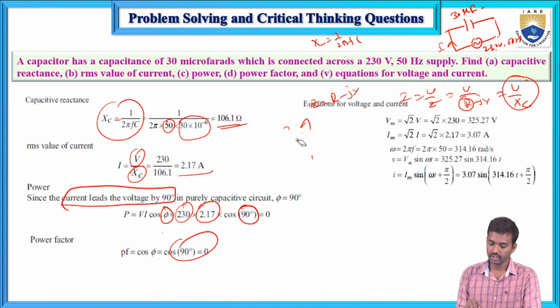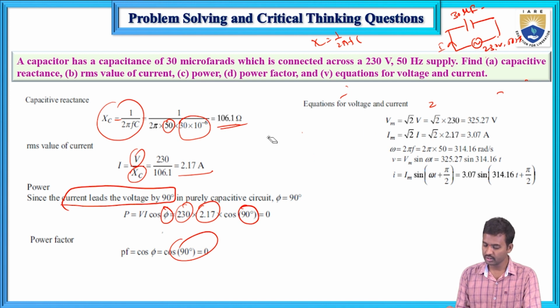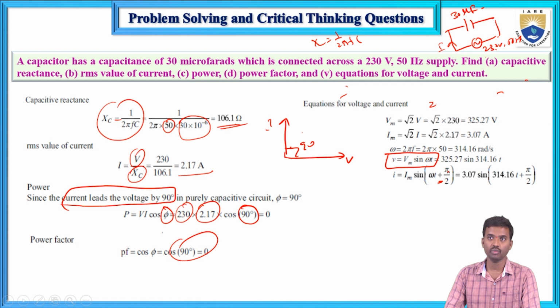So now here, vectors, equations for this. How will you write the equations? First equation, same thing. Here this is plus, as in the previous case. We take the voltage as the reference V and this one is I. But here the angle is 90 degrees. The leading voltage is plus and the lagging voltage is minus, with Vm and Im. First, V equals Vm sin omega t and I equals Im sin(omega t plus pi by 2) for this particular given data.